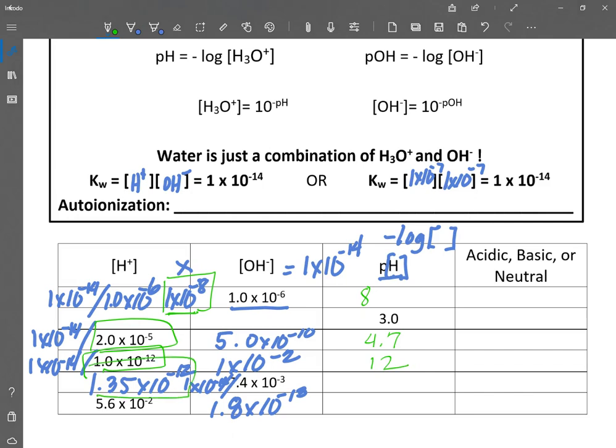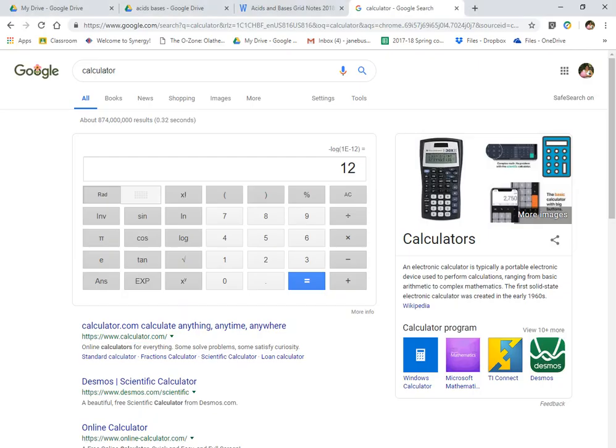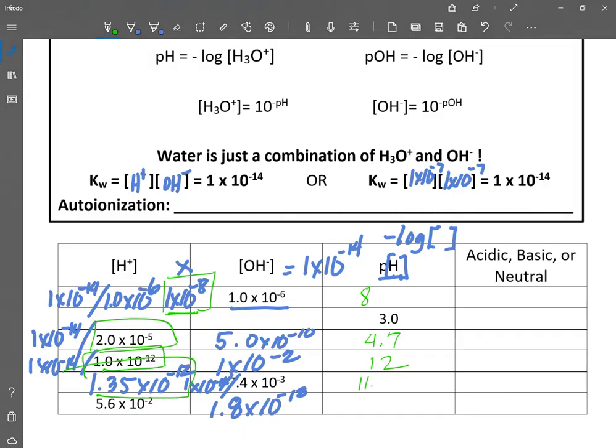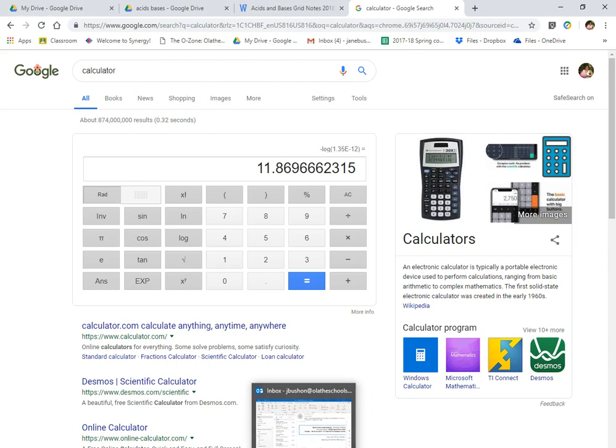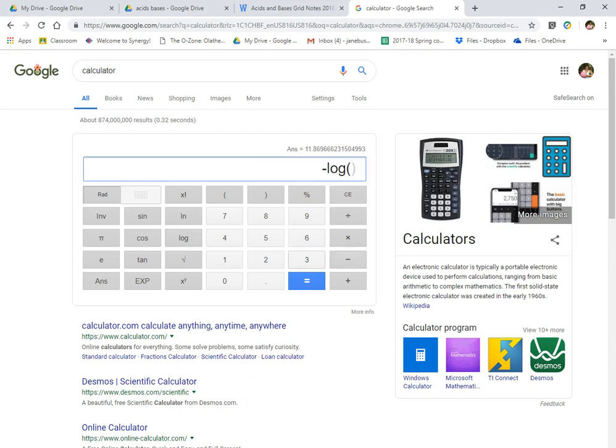The next one, 1.35 times 10 to the negative 12, we get 11.9. And finally, the 5.6 times 10 to the negative second. If we take the negative log of that, we get 1.25, which I'm going to round to 1.3.